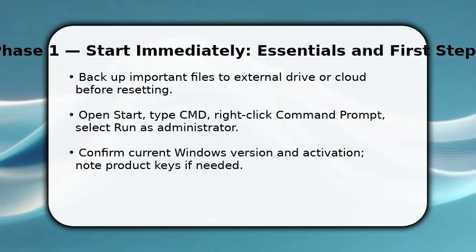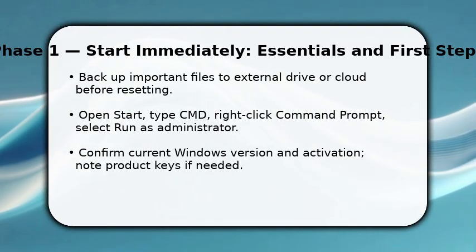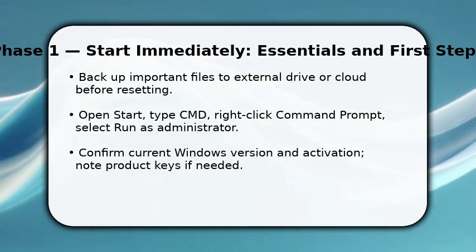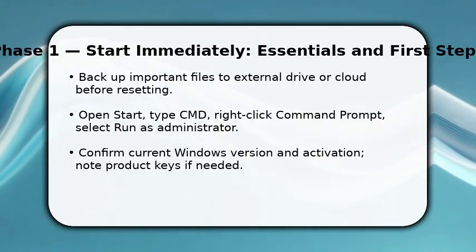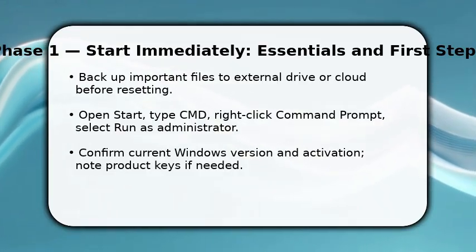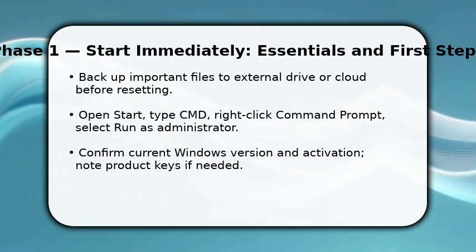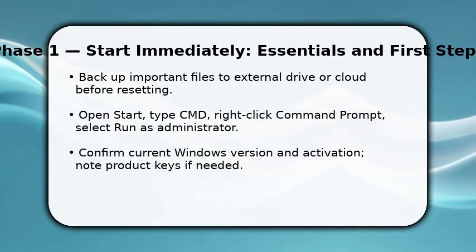Enjoy the video. You start with two essentials: backup and admin access. Make sure your personal files are copied off the machine, then open Command Prompt as administrator immediately. Once open, run a quick check of your activation and Windows version so you can restore the right build later. You do not need to linger in settings.